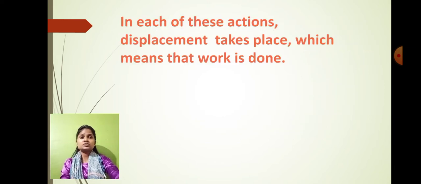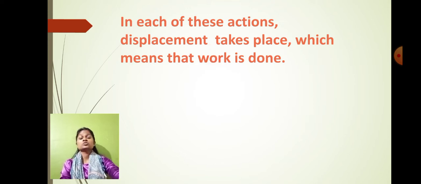Okay. So similarly students, in each of these actions, displacement has taken place. Water is falling down and the wheel is rotating, so displacement has occurred. A toy is moving, the displacement has occurred. That means the original state has been changed. So in each of these examples, displacement has taken place, which means that work has been done. We say that work has been done whenever there is a displacement.